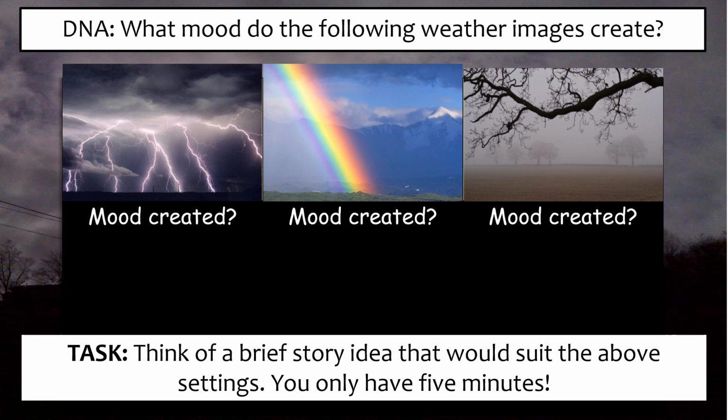Then what I would like you to do is for each type of weather, think of a brief story idea that would suit that setting or that weather type, okay? So for instance, what kind of story would you find or what plot might happen in the image with the lightning? What sort of story might happen with the rainbow? And so on. Give yourself 5 minutes to complete this task. So pause the video and when you are ready to continue, press play.